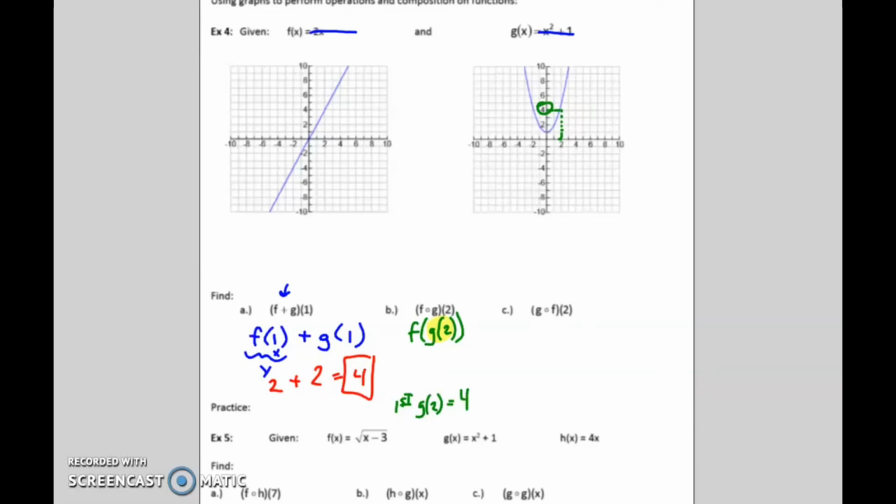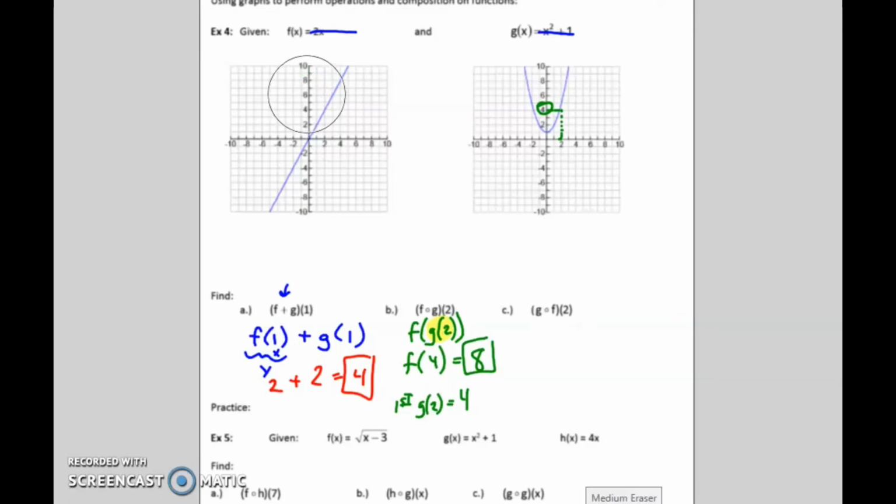So now what do you do? You take that and you put it into this highlighted g of 2. So I need to find f of 4. So now I go over to the other function. Now x value is 4. You go up here, then you go over there to the y, and that gets me 8. So f of g of 2 is 8.